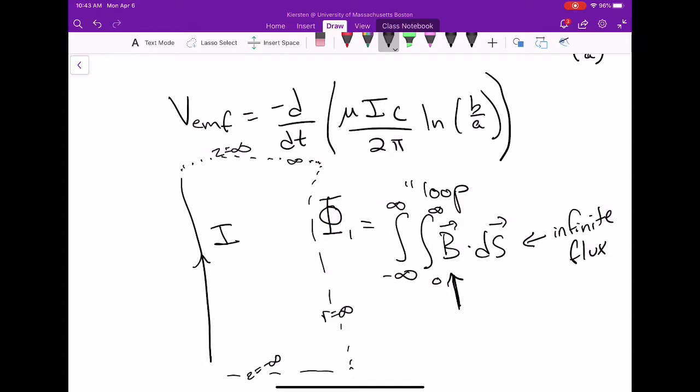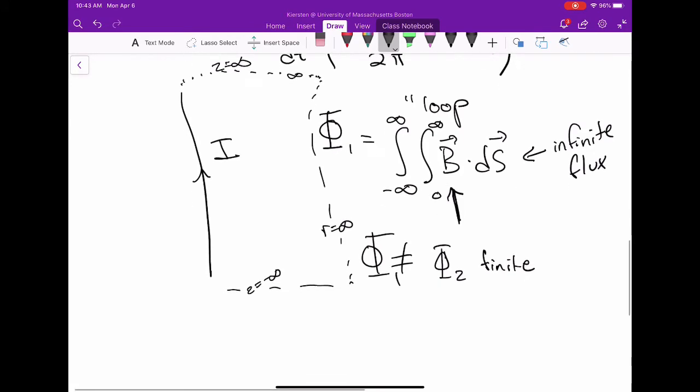Now I told you that an ideal transformer has equal flux in both loops. And the flux that we found for loop number 2 is definitely finite. So phi1, flux number 1 here, does not equal flux number 2 by any means, which means that it is not an ideal transformer. And we can't really talk about the different ratios of the numbers of loops or anything like that.